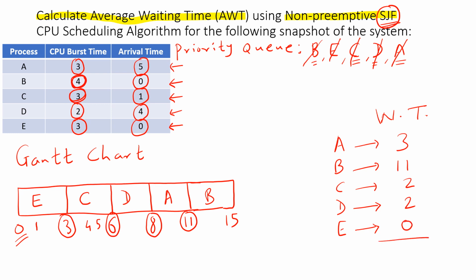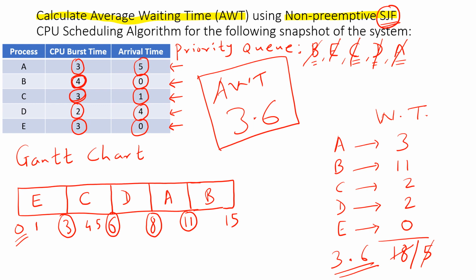If you add up all these values, it is 18. That's the total wait time. To calculate the average wait time, we divide it by the number of processes. The number of processes is 5. So this would be 3.6. So the average waiting time using non-preemptive SJF will be 3.6. Okay, I hope you have understood this.